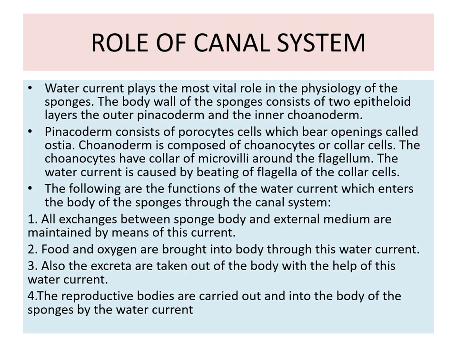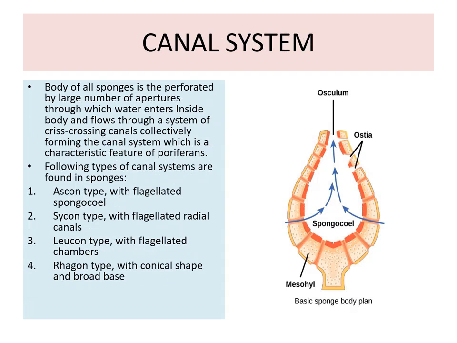of the water current. Now, the body of the sponge is perforated by a large number of apertures through which the water enters inside the body and flows through a system of crisscrossing canals, collectively forming the canal system. The canal system is the characteristic feature of the poriferan. There are four types of canal system in the porifera.